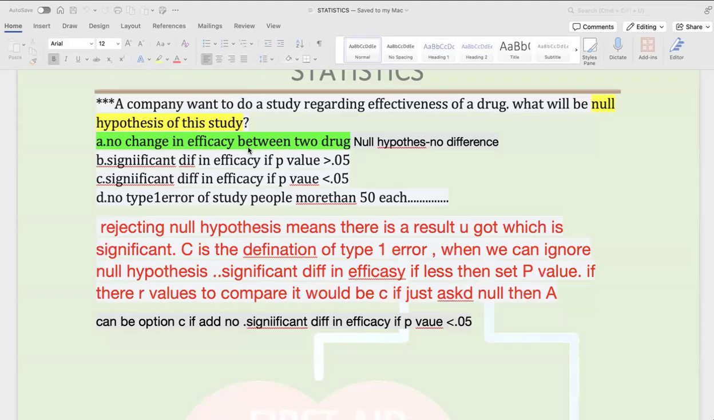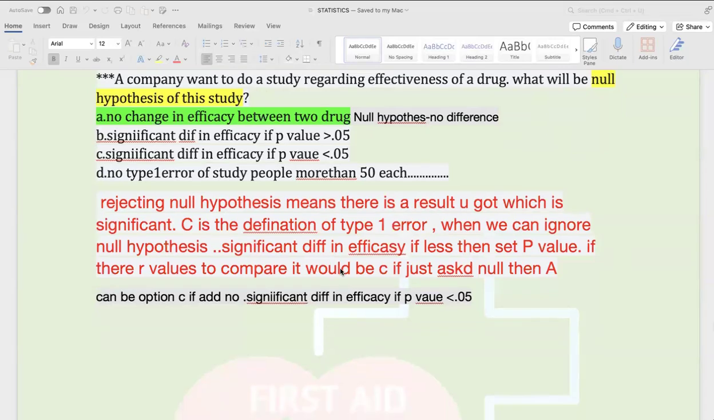So the only way you can actually say your drug is more effective is when you say, no, my drug is more effective and I reject this hypothesis. And if you can prove it, that means your study is done, or it is significant. So when you start a study, you need to reject the null hypothesis for this study to become significant. Okay?